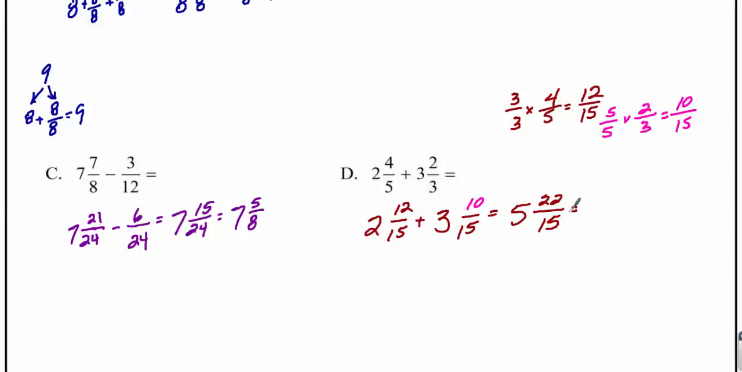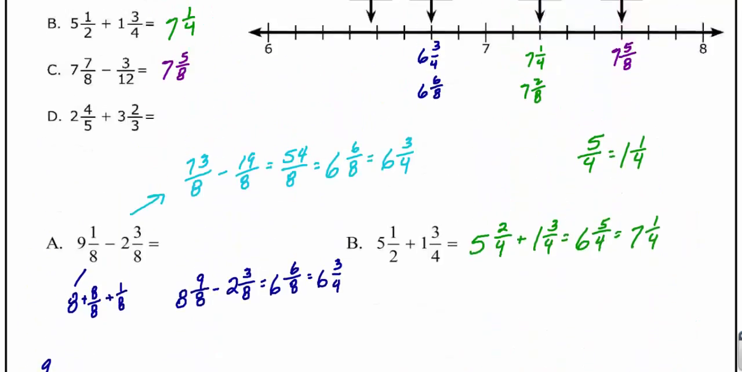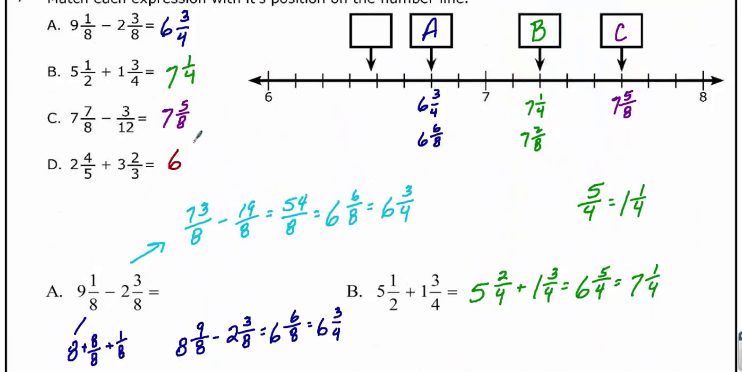15ths. 22 15ths is an improper fraction. It is equal to 1 and 7 15ths. So the 5 and the 1 make 6 and 7 15ths. And that is our answer. 6 and 7 15ths is our answer, and that's where it's located.